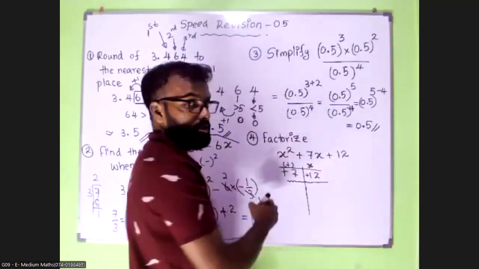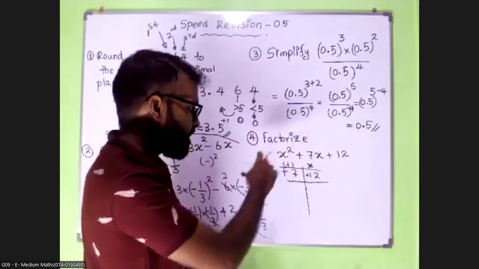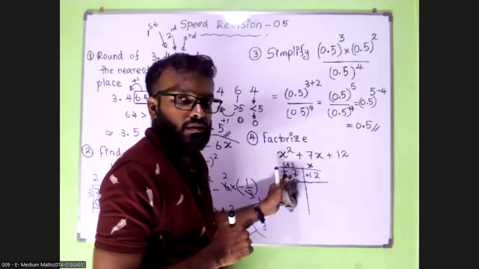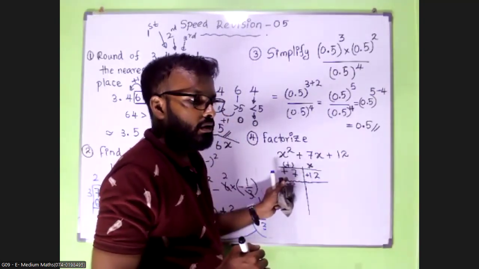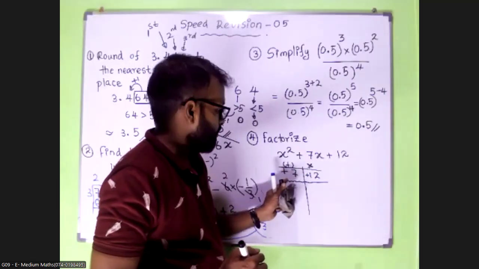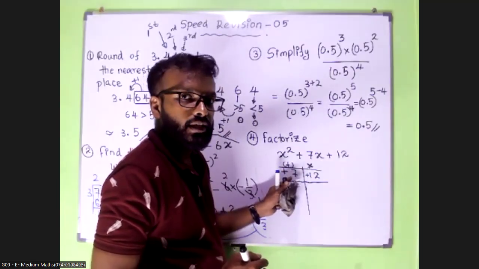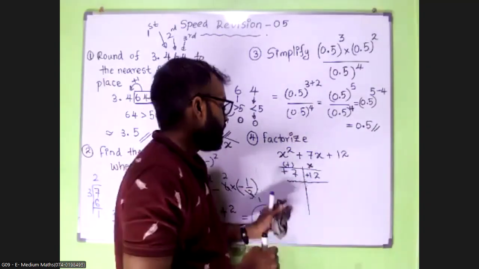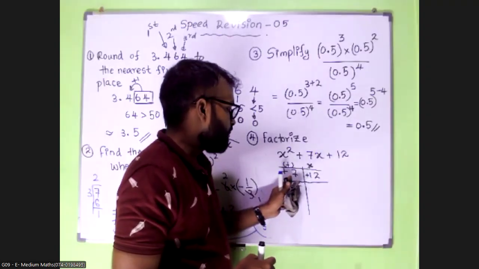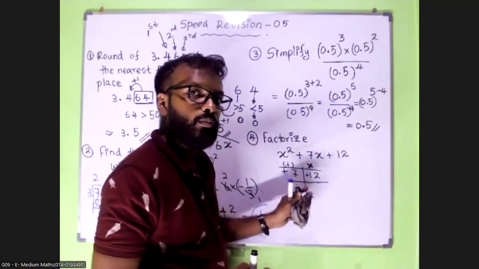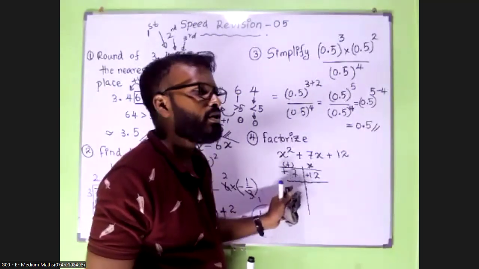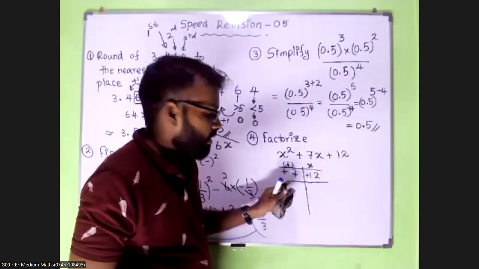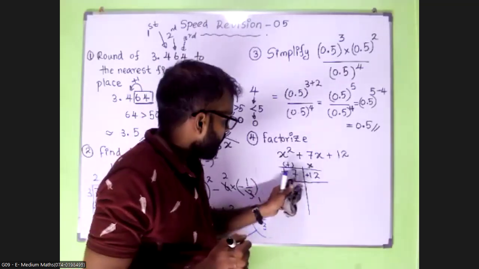If you want to factorize this, I am going to expand the middle term 7x. How can you obtain 7 by using two numbers? 6 and 1. 6 plus 1 is 7. If I multiply 6 and 1, can you obtain 12? 6 times 1? No. Then 5 plus 2, yes, I can obtain 7, but 5 times 2 is 10. No, you cannot obtain. 4 plus 3 is 7. Yes. 4 times 3 is 12.